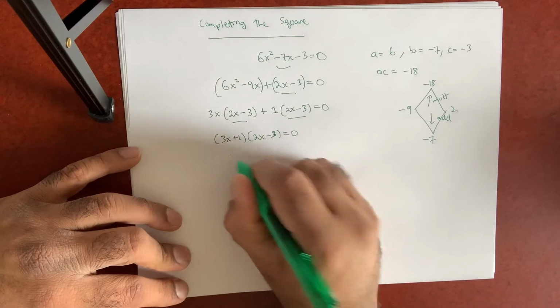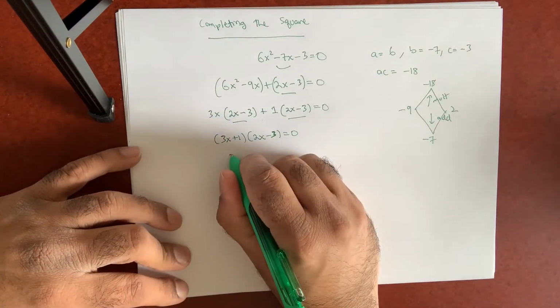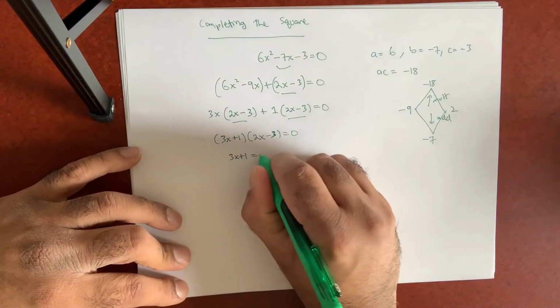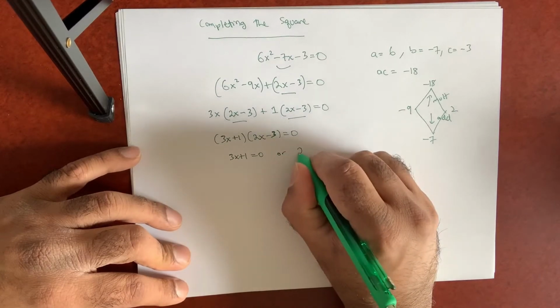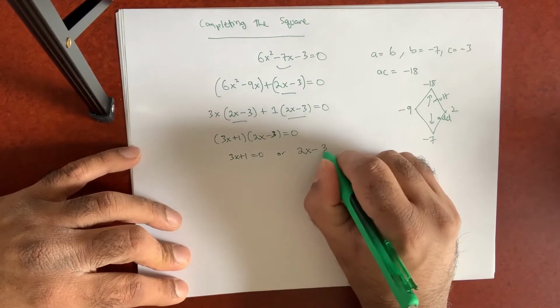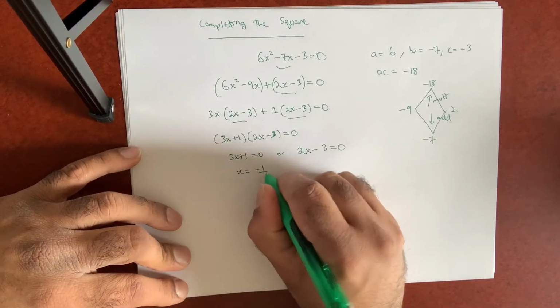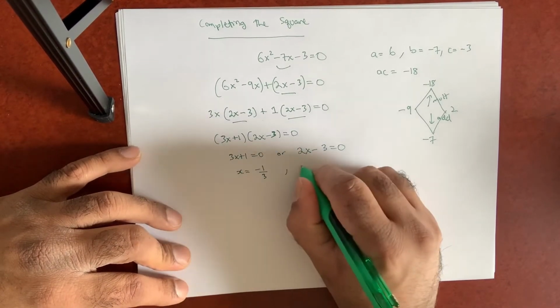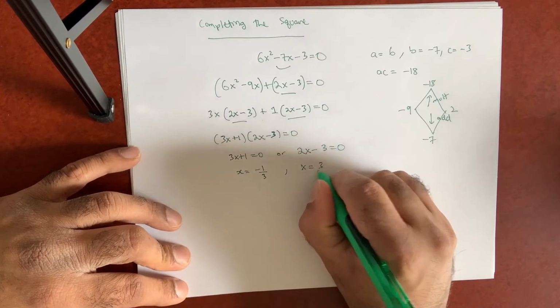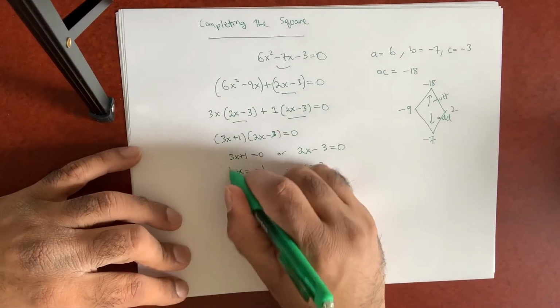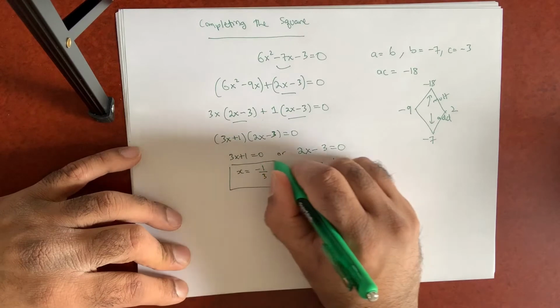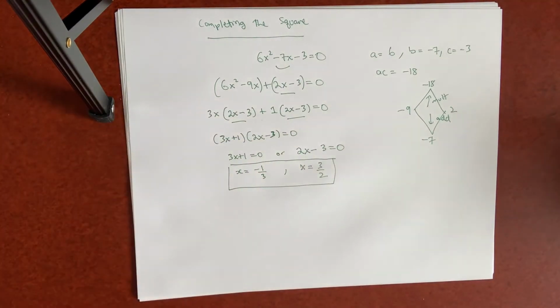giving you 0. So either 3x plus 1 is 0, or 2x minus 3 is 0. Here you get x is minus 1/3, and here you get 3/2. So these are our two solutions for this equation.